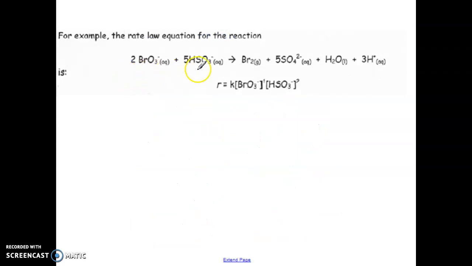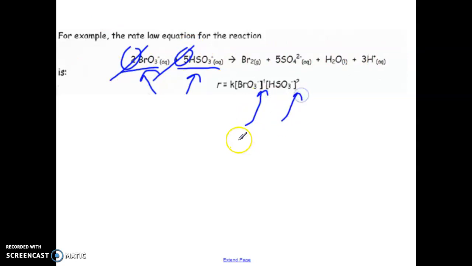Okay, so here we have a reaction. We have bromate ions reacting with hydrogen sulfite, and we have a bunch of products being made. Remember, when we're doing orders or rate law expressions, we only care about the reactants. So in this case, we have R is equal to K, bromate to the number 1, and bisulfite or hydrogen sulfite to the number 2. That has nothing to do with the coefficients, right? Coefficients are just there to write the balanced reaction.